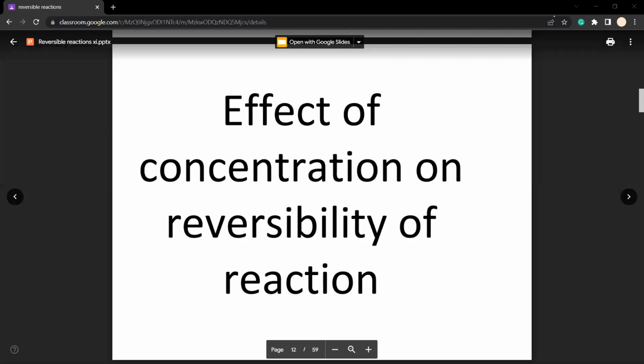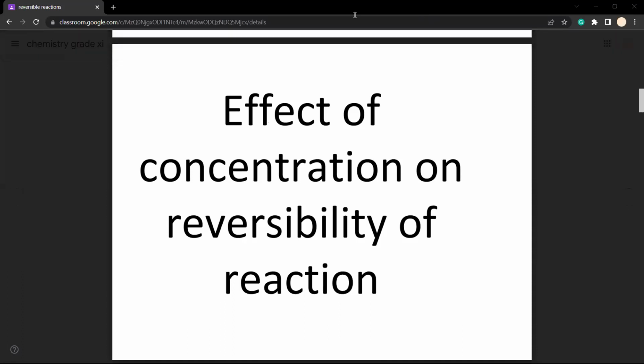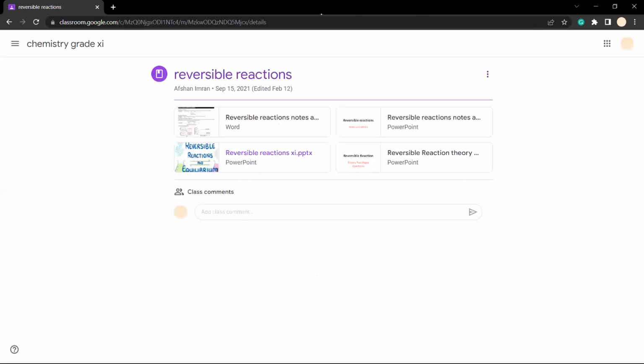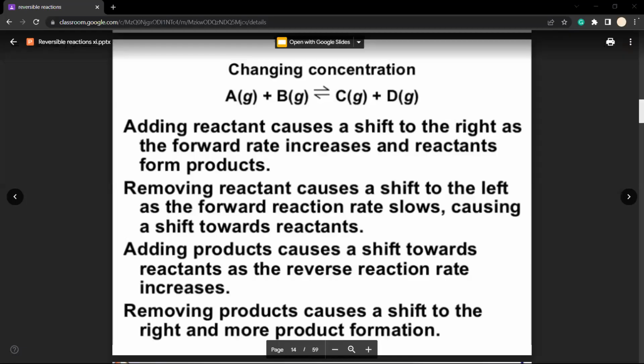So let's talk about the first factor in detail, that is the effect of concentration on the reversibility of the reaction. I said there are three factors: concentration, temperature, and pressure. So we are doing the first factor, that's concentration. अगर हम reactant या product की concentration को increase या decrease करते हैं, तो वो reaction को forward लेके जाएगा या backward लेके जाएगा. Let's look at it, okay? So if we change the concentration, here are four different options which are mentioned over here.